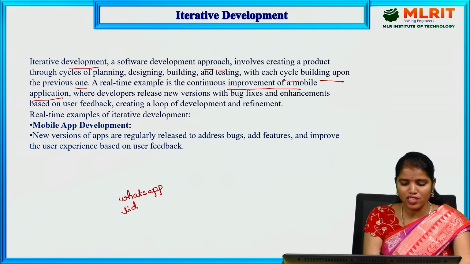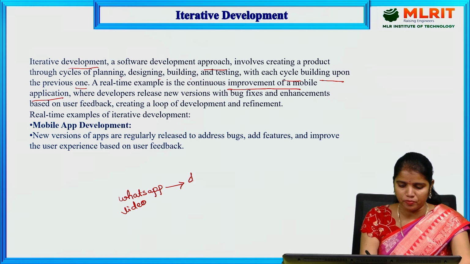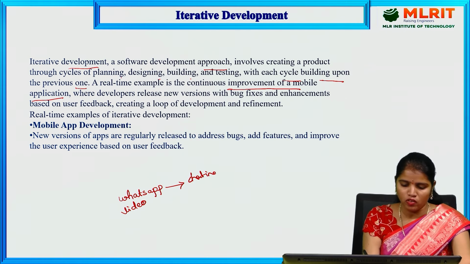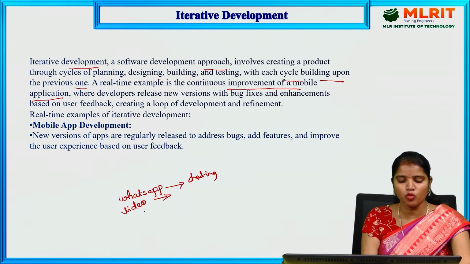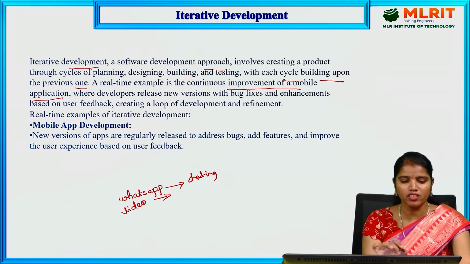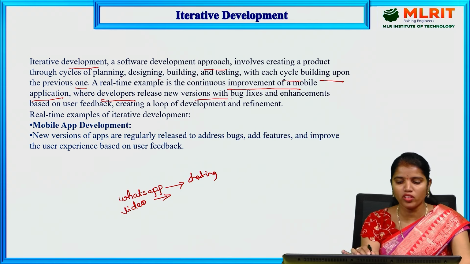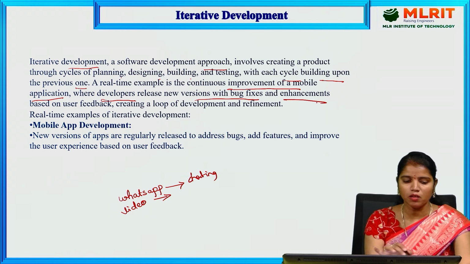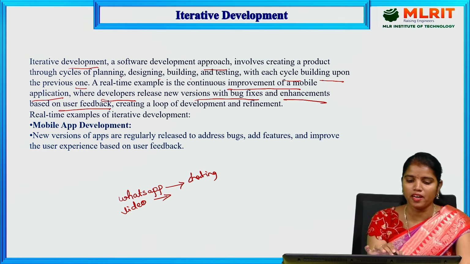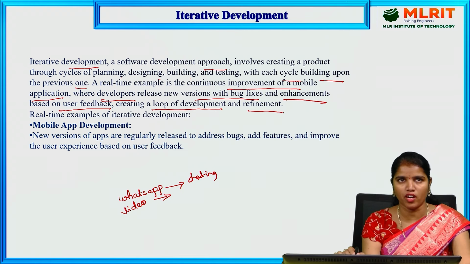We used this WhatsApp only for chatting. Now it is upgraded with video calls, sending images and creating images in this WhatsApp also, and it is upgraded for adding the new features. That is the real-time example for this mobile application, where developers release new versions with bug fixes and enhancements based on user feedback, creating a loop of development and refinement.